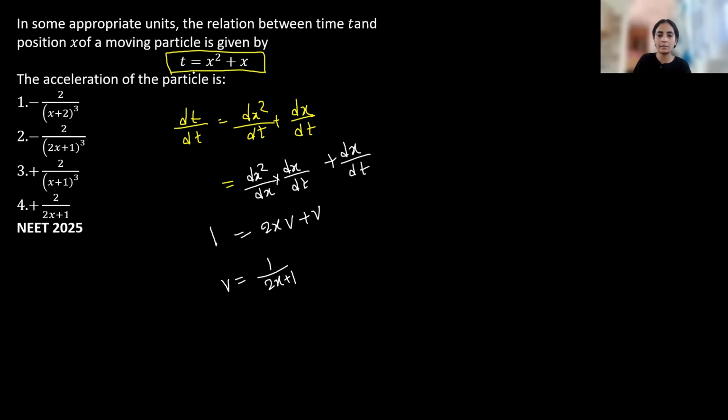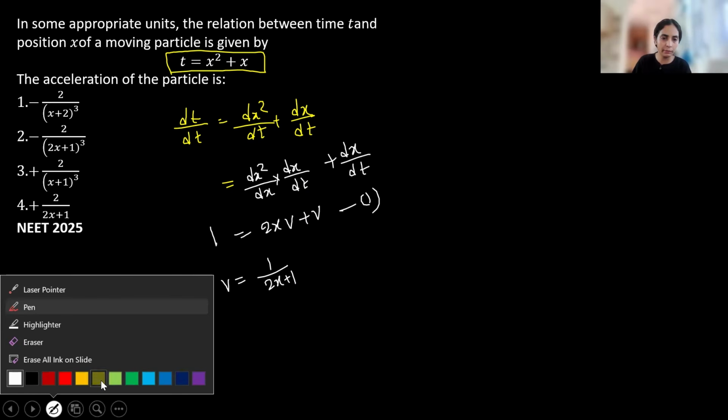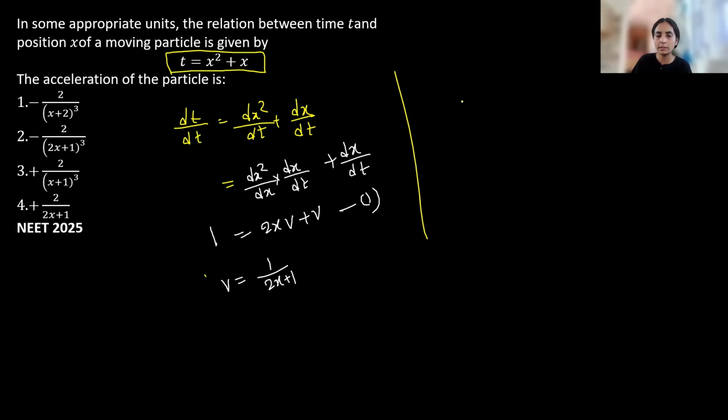But we have to calculate acceleration. So let us call it equation 1. And equation 1, differentiate again with time. So d1 by dt is equal to, this is your d of 2xv by dt plus dv by dt. The differentiation of a constant is 0, and there are two variables here, x and v. So first take v as a constant, and 2 is a constant, so take the 2 outside. So let us talk about the differentiation of xv.